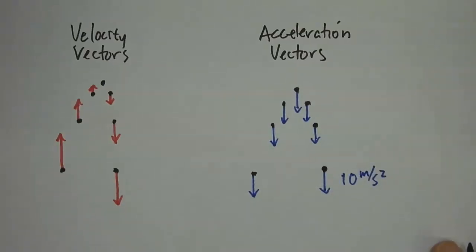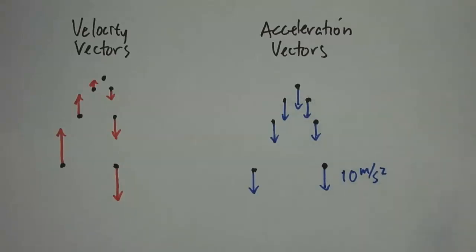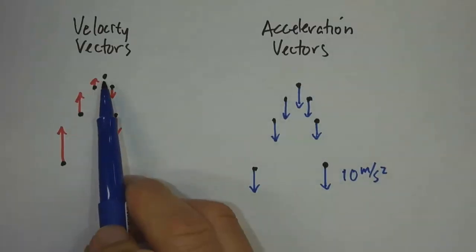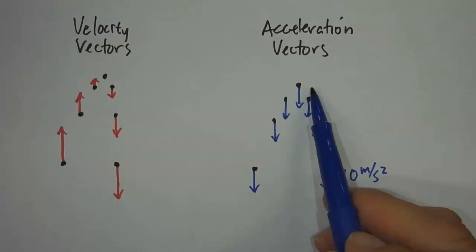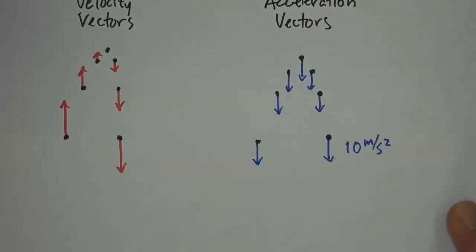So every single one of these, at any point in time, this object will have an acceleration of 10 meters per second squared, even at the highest point. The velocity is 0, but at the highest point, the acceleration is still 10 meters per second squared.